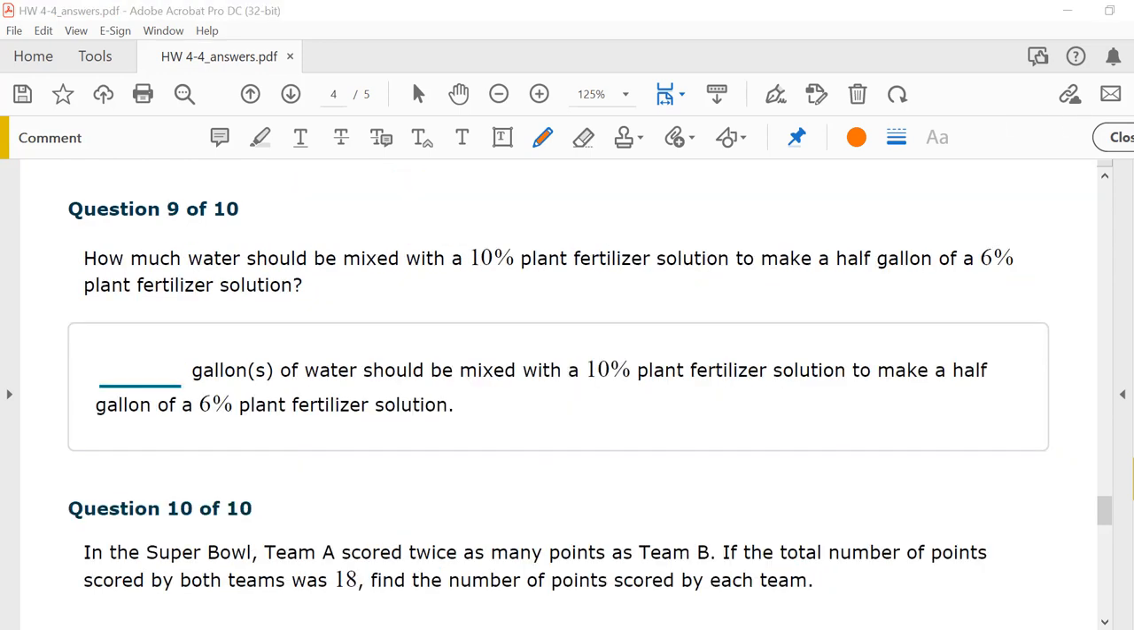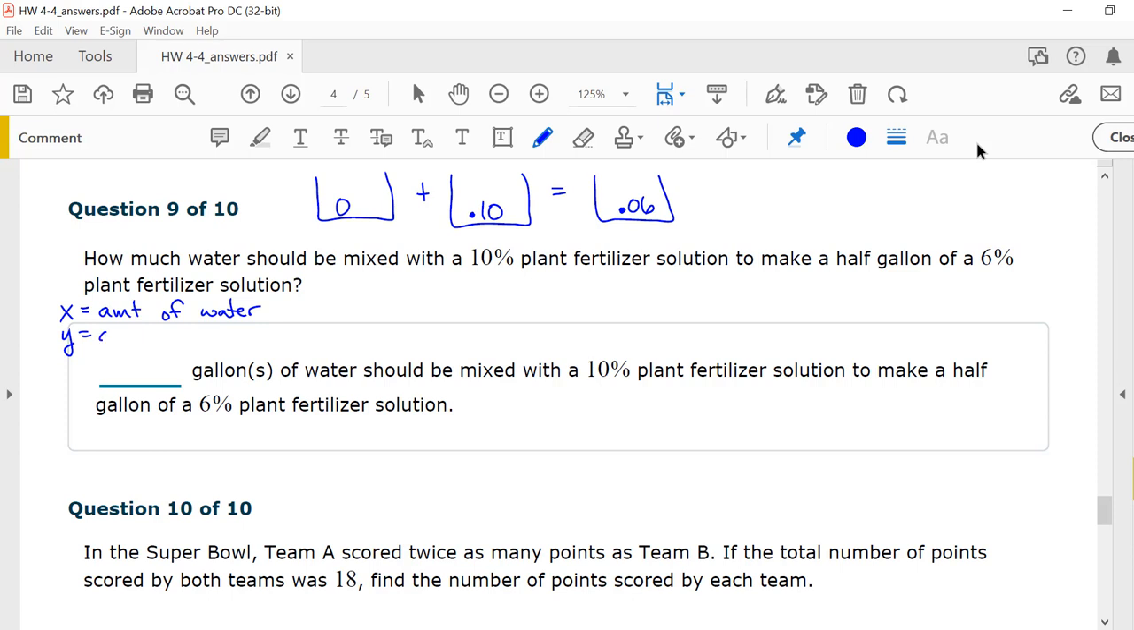Number 9. How much water should be mixed with 10% plant fertilizer solution to make half a gallon of a 6% plant fertilizer solution? So let's go get the percentages again. How much water, so that's 0% plant fertilizer, right? Should be mixed with 10% to make a half gallon of 6%. So that's your percentages.